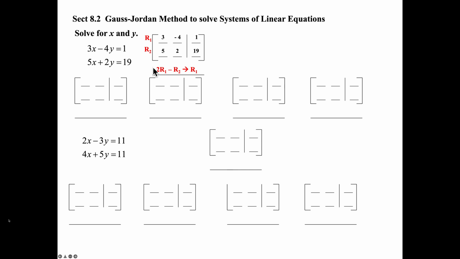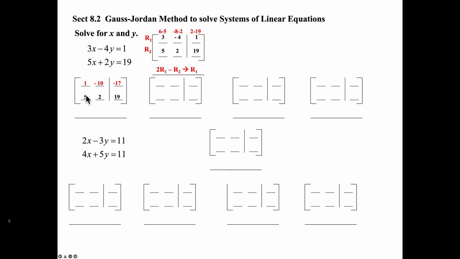So here we go. 2 times 3 is going to be 6, minus 5 is going to replace that 3. 2 times -4 is going to be -8 minus 2. That's going to replace the -4. 2 times 1 is going to be 2 minus the 19. That will replace the 1. So crunch the numbers. We'll get a 1, a -10, and a -17. There's the changes. Row 2 did not change. But again, I acquired the 1 in the upper left-hand corner, and I have no fractions. That's the goal, no fractions.